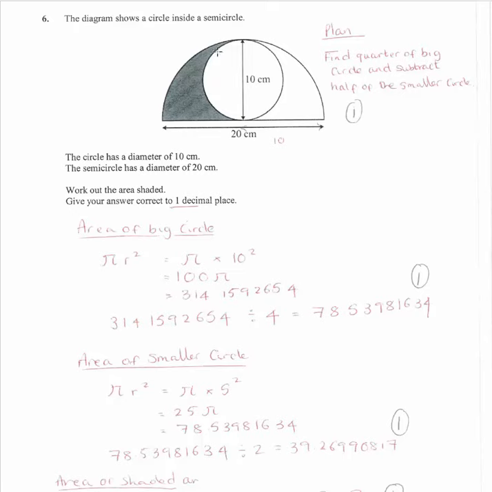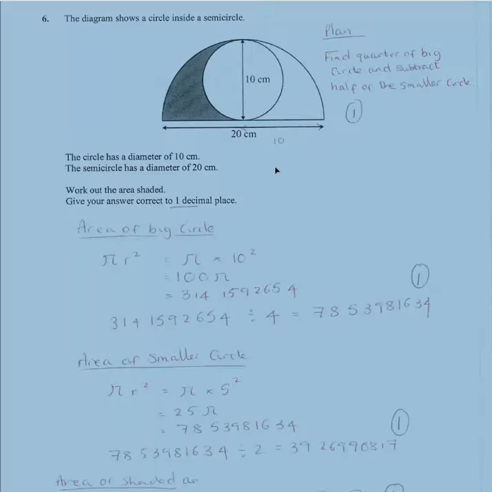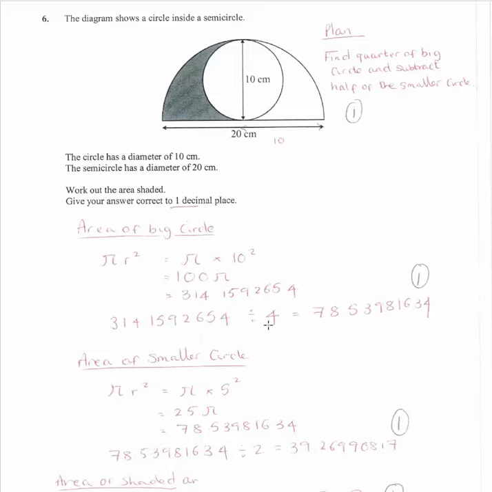But we just want a quarter of the circle. So once you've got the area of the whole circle, divide it by 4, and this answer here is going to be the area of this piece here. Okay, once already you've got 2 marks for doing that bit so far.